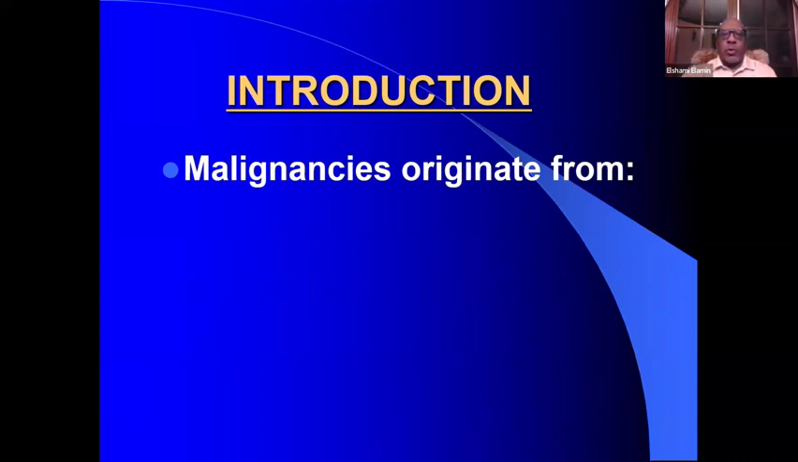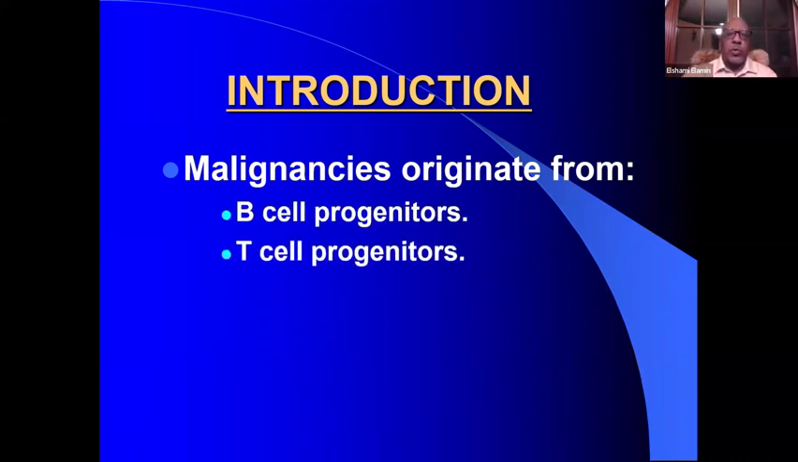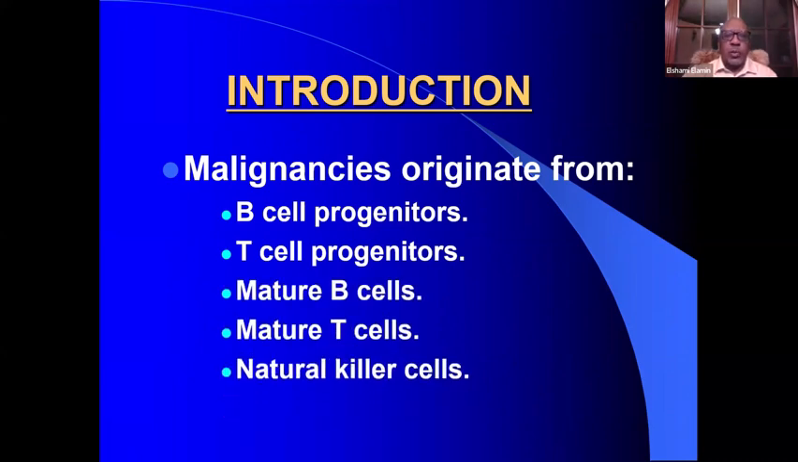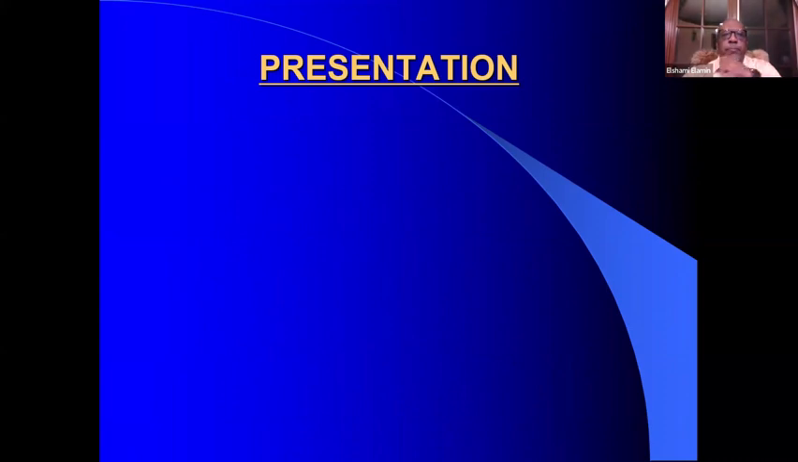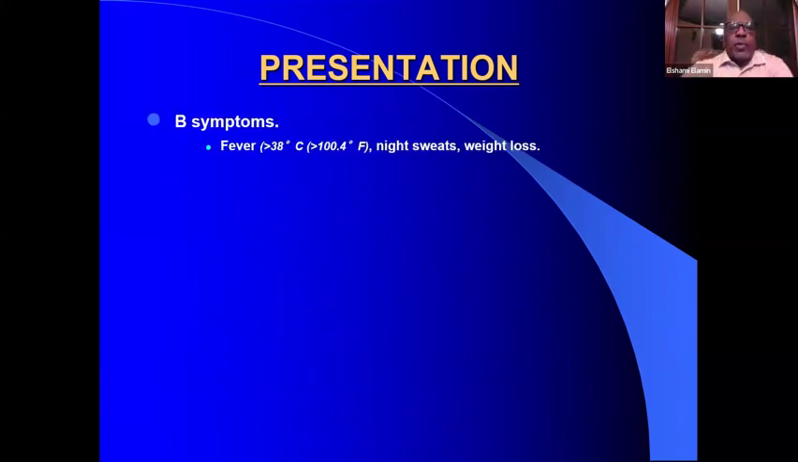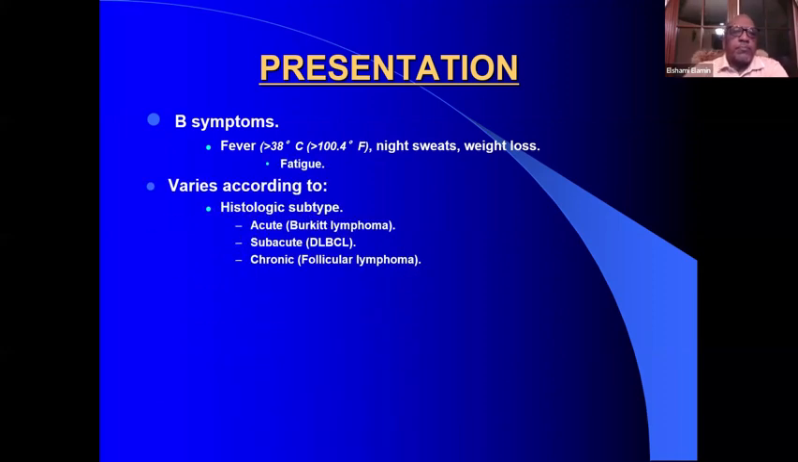Malignancy from the lymph node or the lymphatic system originates from either B-cell progenitors, T-cell progenitors, or mature B cells, T cells, or natural killer cells. The presentation of non-Hodgkin lymphoma is very heterogeneous, but the general presentation could be a B symptom, which is either a fever, night sweats, or weight loss, or sometimes just fatigue.